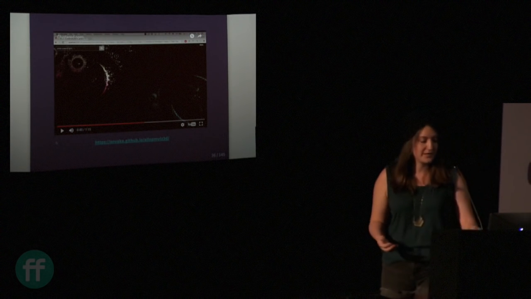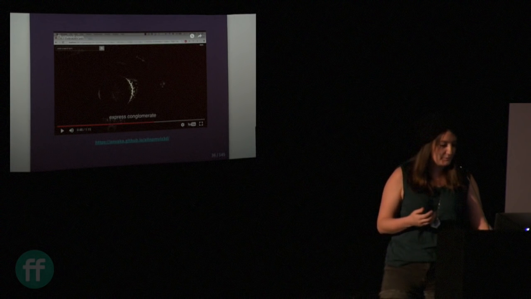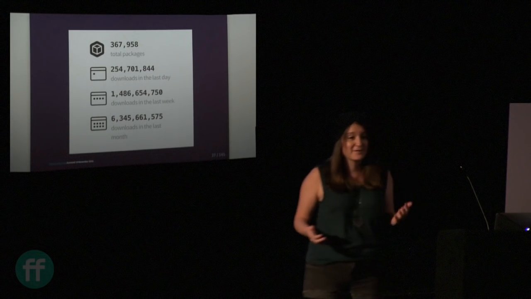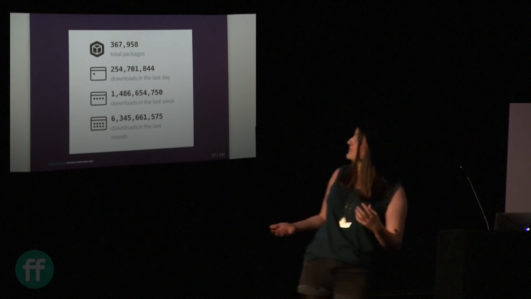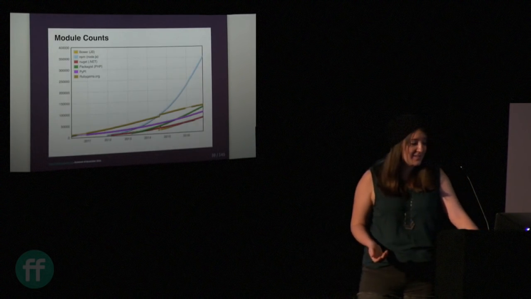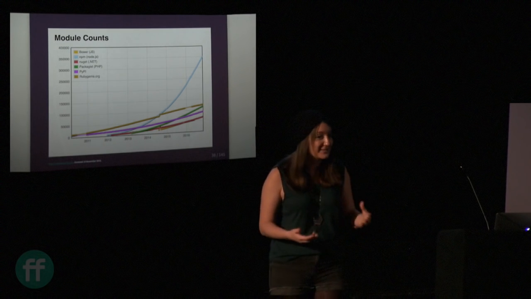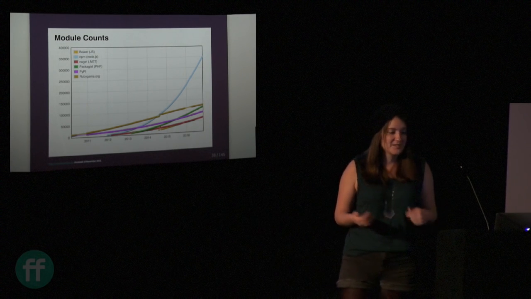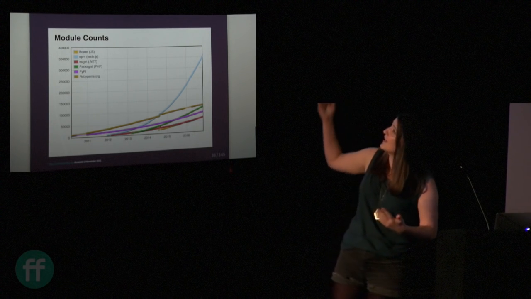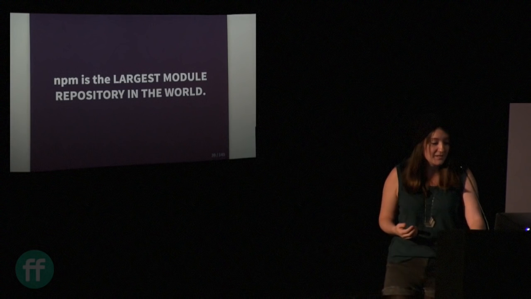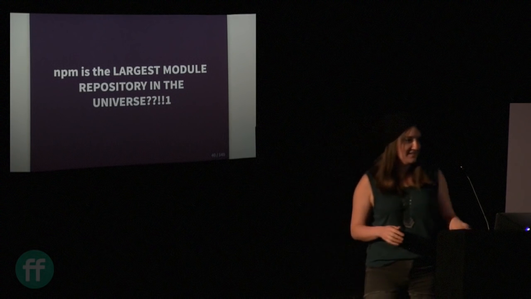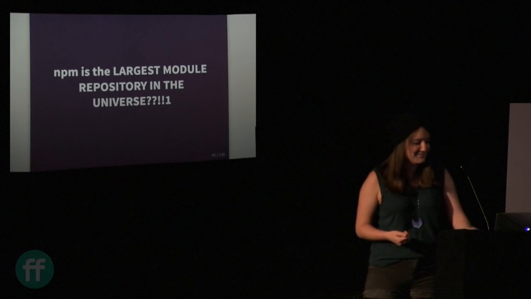But the NPM registry, if you think about packages and modularity, is a really, really big one. I took this yesterday, so these numbers are all wrong now, but the NPM registry has somewhere around 368,000 packages, probably more now. And we get 6 billion downloads in the last month. That's pretty big. And we're not just big in general, we're also big relative to all of the other module registries. You can see here, even RubyGems in second place is not close to how many packages and modules we're dealing with. So NPM is the largest module repository in the world, and obviously for the theme, I'm going to say the universe, maybe? I don't know, someone suggested yesterday on Twitter that maybe aliens have Git.